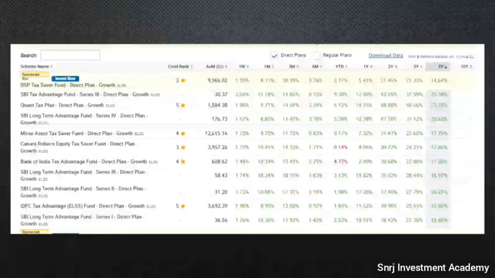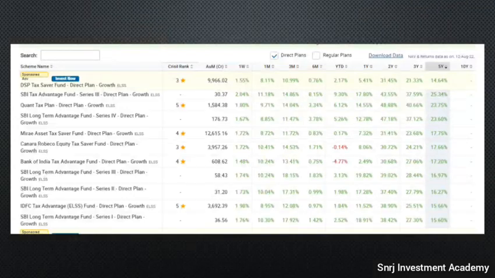These are the peer comparison, how other fund houses, how other funds in the same category performed. So you can see that for the 5 years, the main performance is from SBI Tax Advantage Fund, but the CRISIL rank is not there, and the asset under management is also very low. And then comes Quant Tax Plan, direct plan also. They are having a 5-star CRISIL rank.